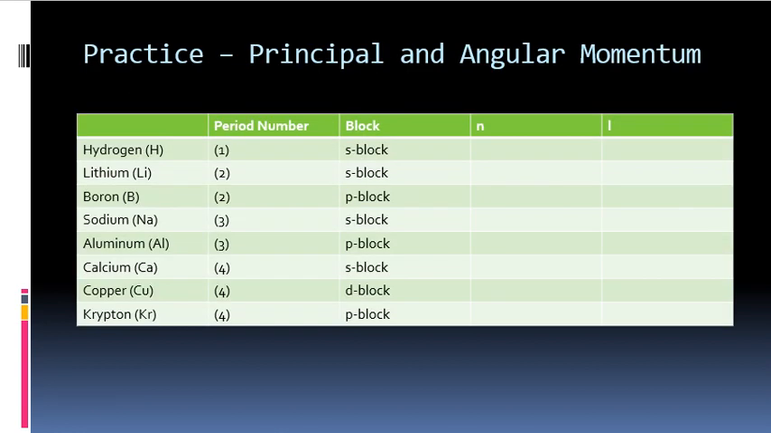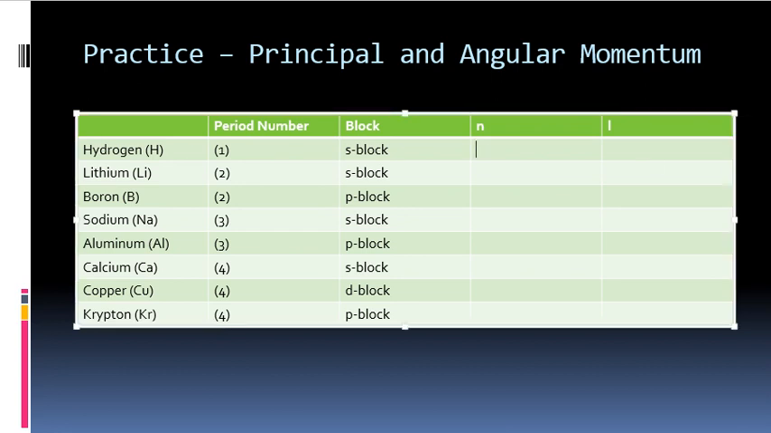As some practice, if you know the period number and you know what kind of block that element is in, then you should be able to determine the principal quantum number and the angular momentum quantum number for that outermost electron. So for something like hydrogen, which is in period 1 and is an s block element, for s electrons the principal quantum number would equal the period number, so n equals 1.